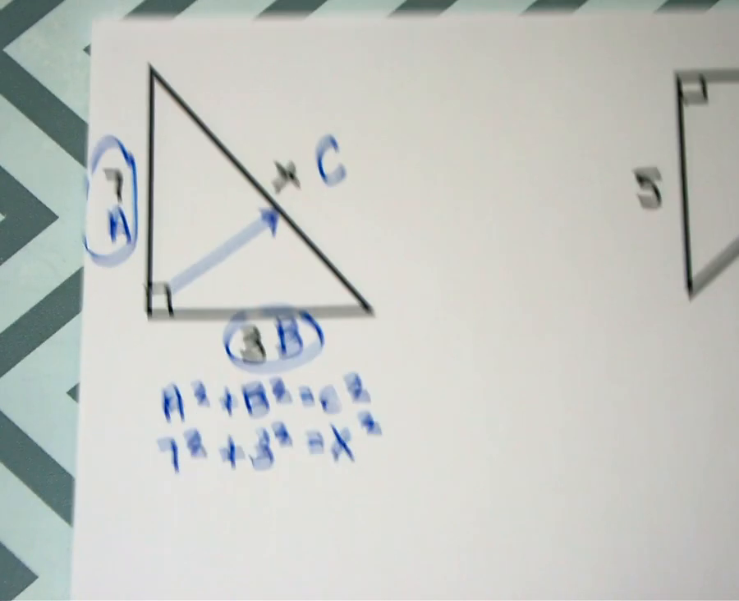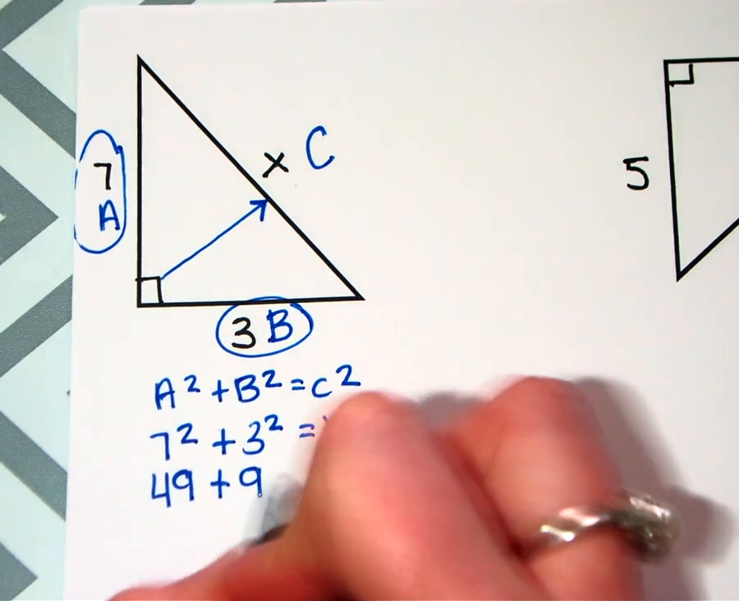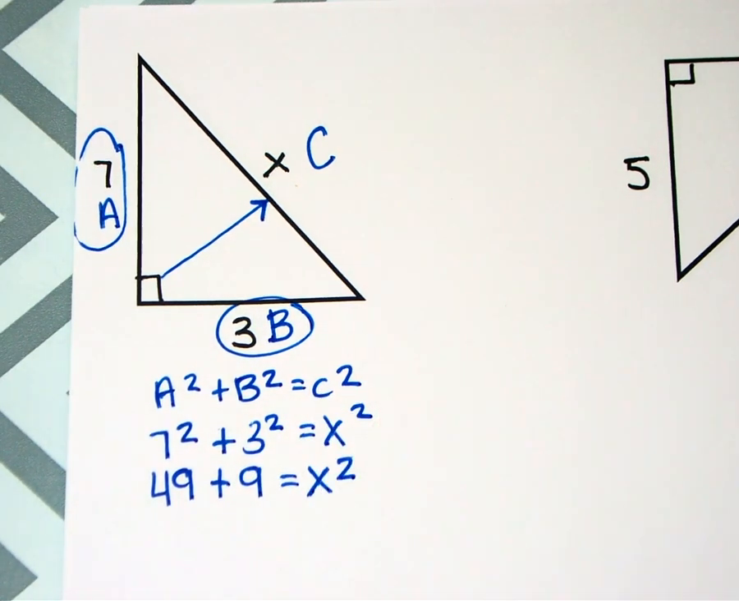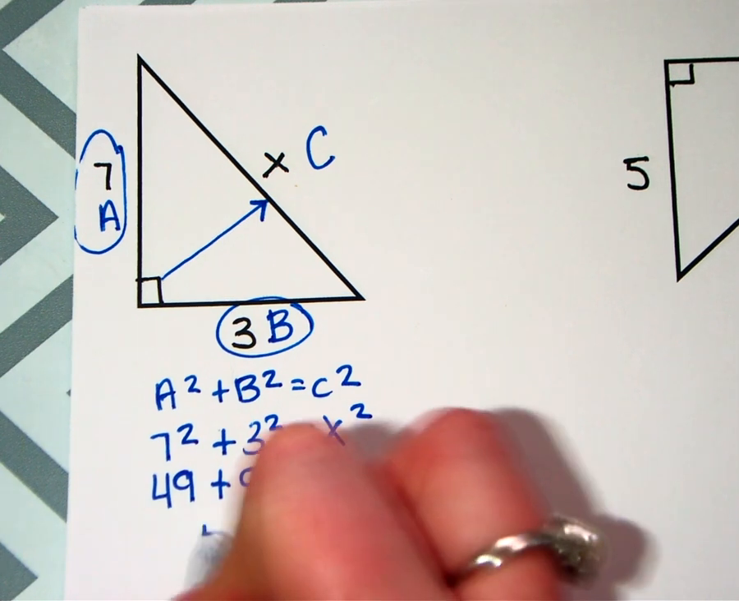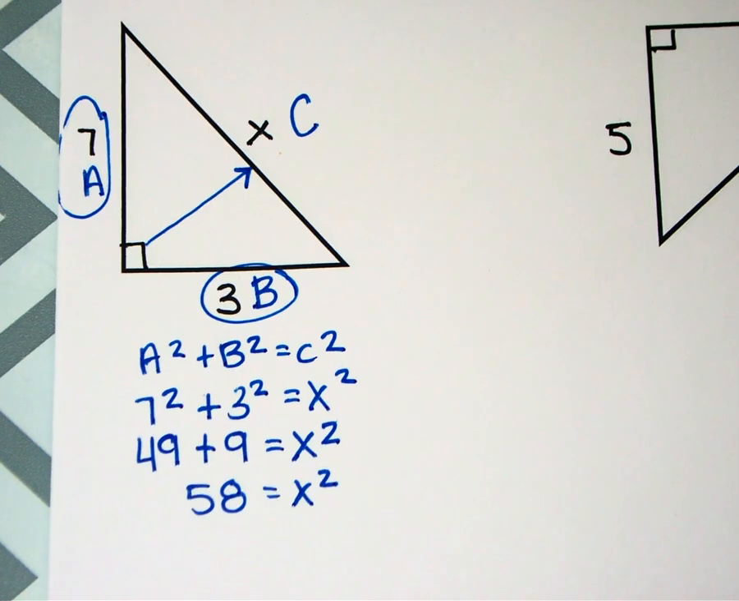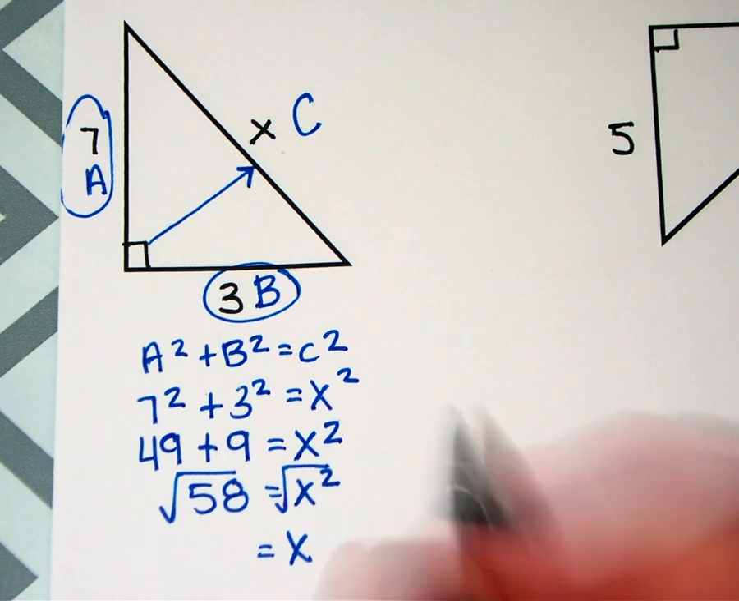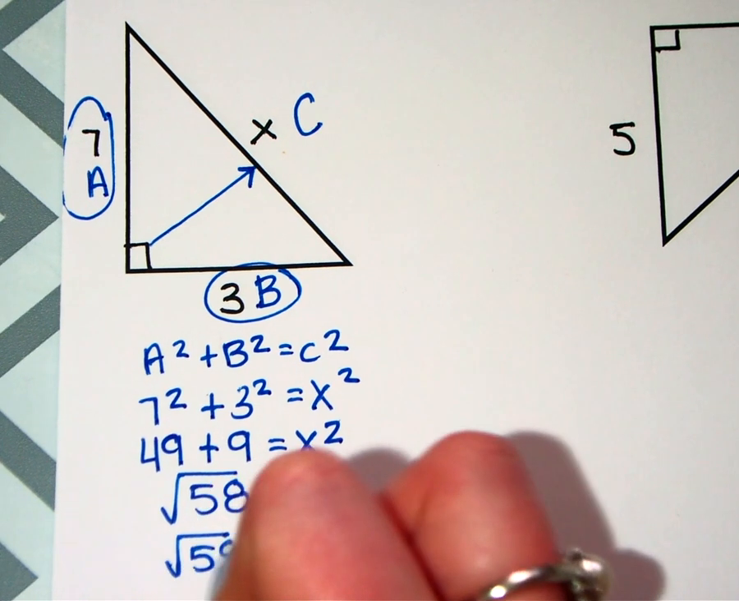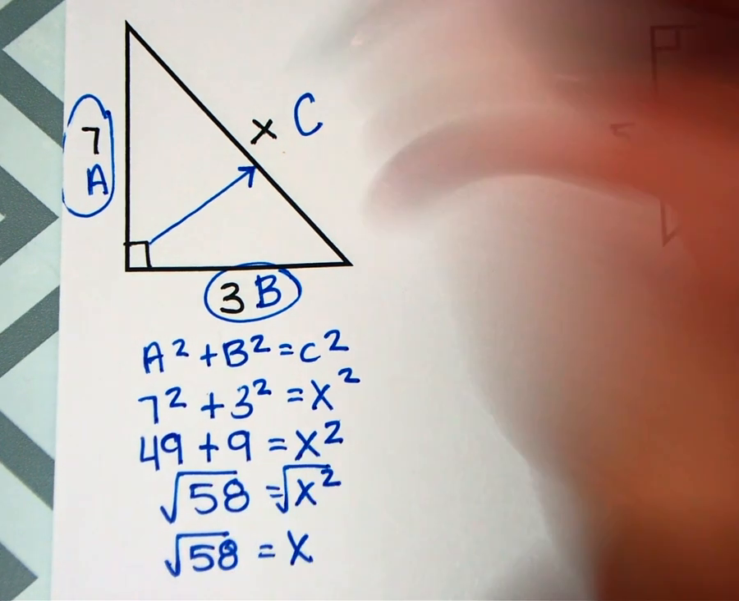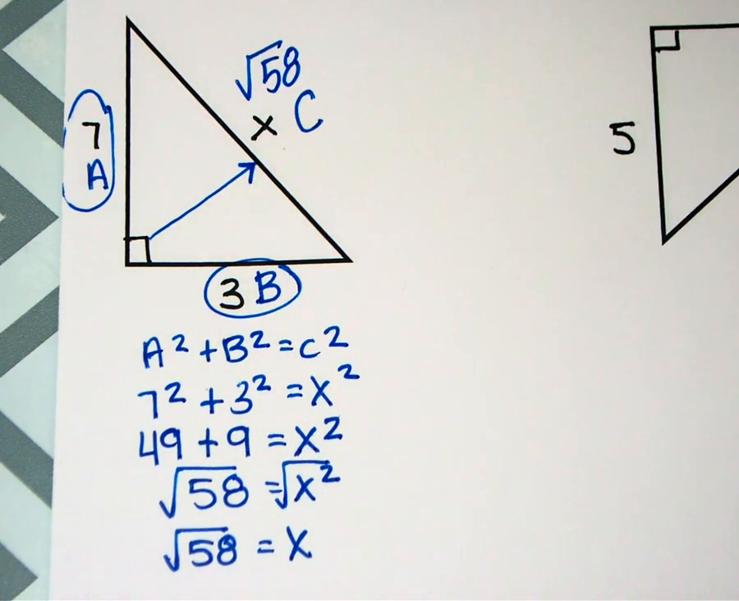So I'm going to have 7 squared is 49 plus 3 squared is 9 equals X squared. 49 plus 9 is 58 equals X squared. And then I square root. To undo a squared, you always square root. The square root of 58 is a decimal, so I'm going to leave it as just square root of 58. So the length of the hypotenuse is the square root of 58.